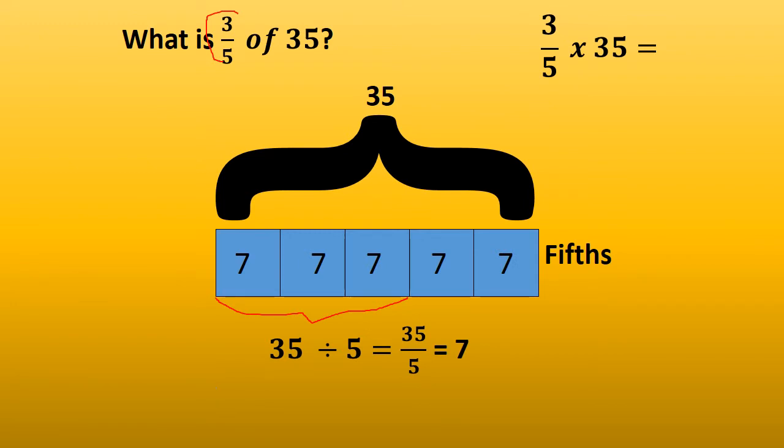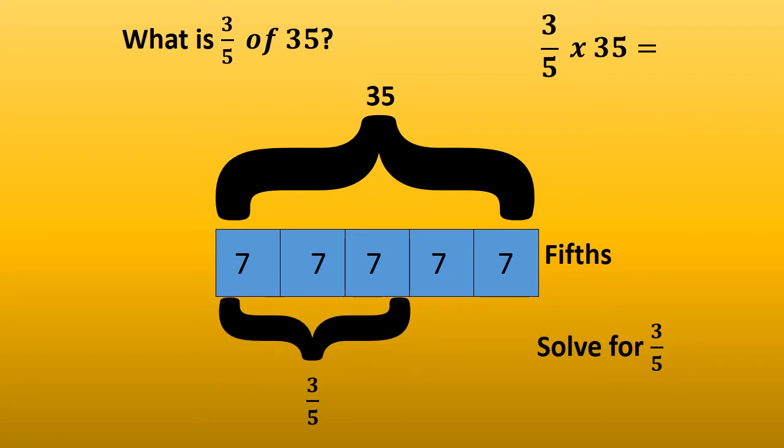Now that we have all of them filled out, we go back to our original question, and it says, what is 3/5 of 35? Well, we can see here that 3/5 is actually equal to 7 plus 7 plus 7, which is 21. So we could say that 3/5 of 35 equals 21.